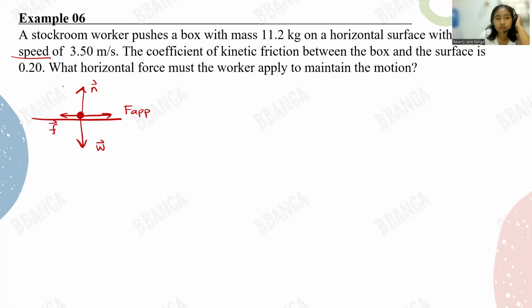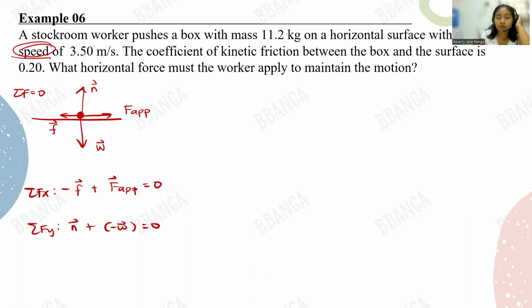Okay? So, this is a non-accelerating system kasi constant speed. So, net force is simply 0. Okay? Then next is we write down the summation of forces. Summation of force along X, summation of force along Y. Yung X natin is simply negative F plus F applied is equal to 0. And yung Y natin is simply positive N plus negative weight is equal to 0. Ngayon, ang hinahanap ko dito ay yung horizontal force that the worker needs to apply. No? So, basically yung F applied.